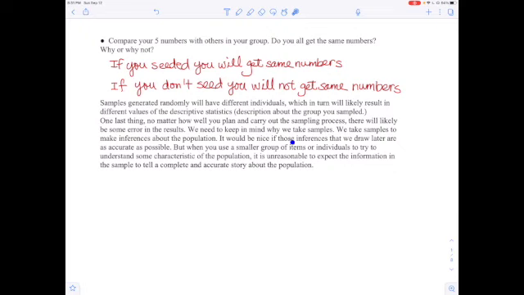It would be nice if those inferences that we draw later are as accurate as possible. But when you use a smaller group of items or individuals to try to understand some characteristics of the population, it is unreasonable to expect the information in the sample to tell a complete and accurate story about the population. So in this case, they are also saying you need to make sure your sample group is big enough.